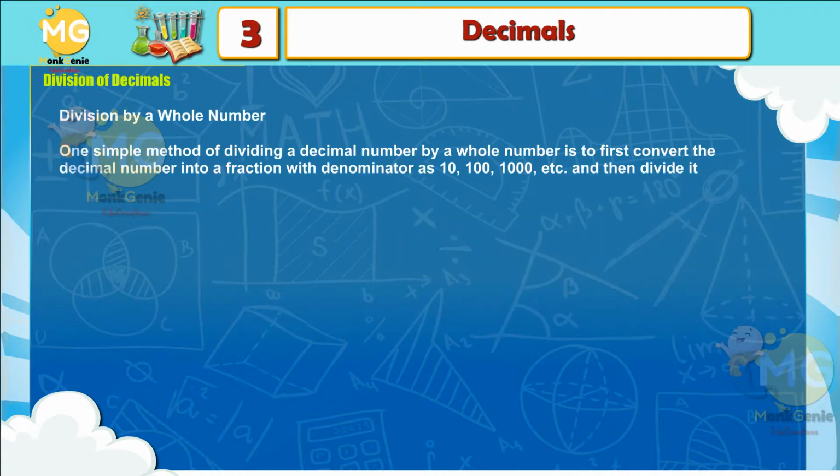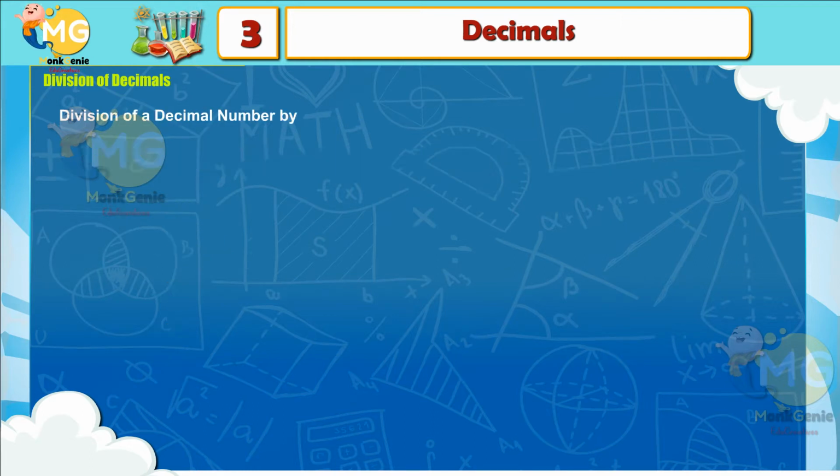Division by a whole number. One simple method of dividing a decimal number by a whole number is to first convert the decimal number into a fraction with denominator as 10, 100, 1000, etc. and then divide it. 4.2 upon 3 is equal to 4.2 divided by 3 is equal to 42 upon 10 multiplied by 1 upon 3 is equal to 14 upon 10 is equal to 1.4.